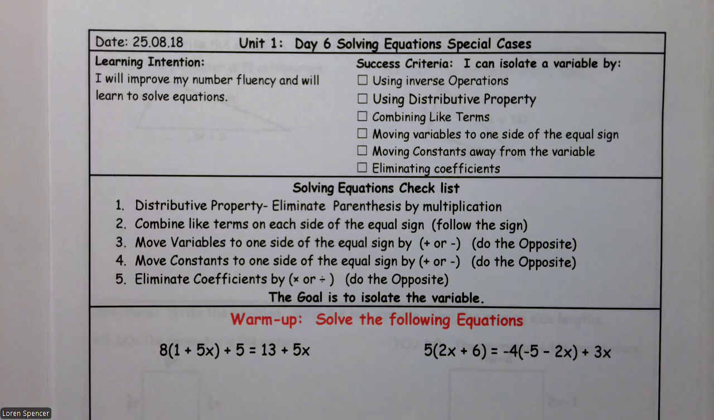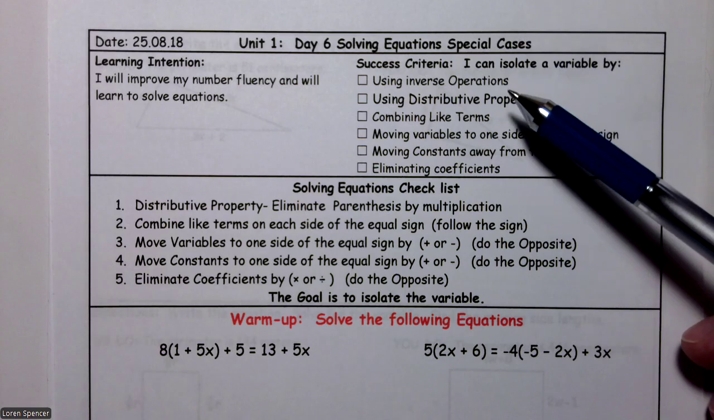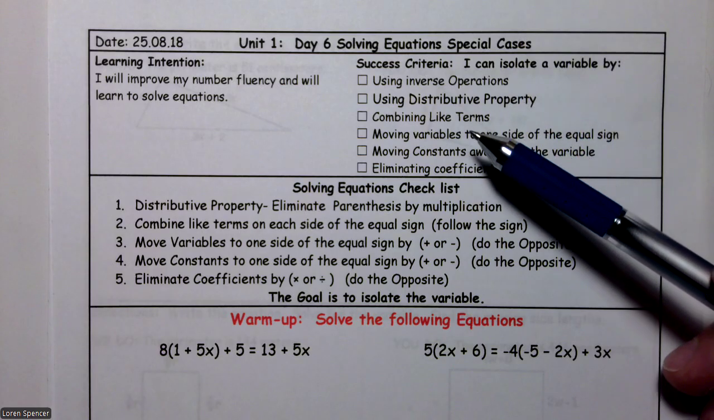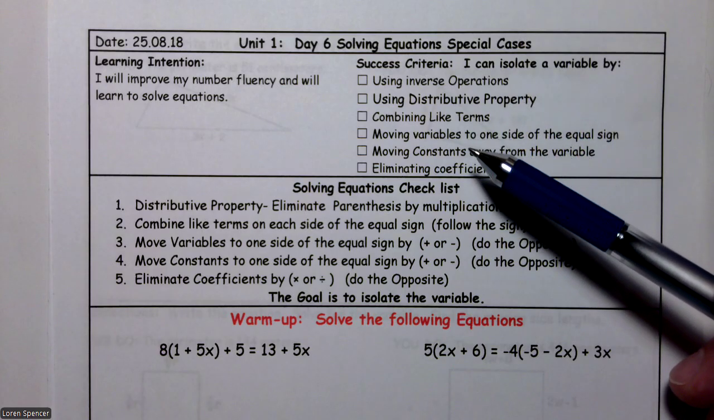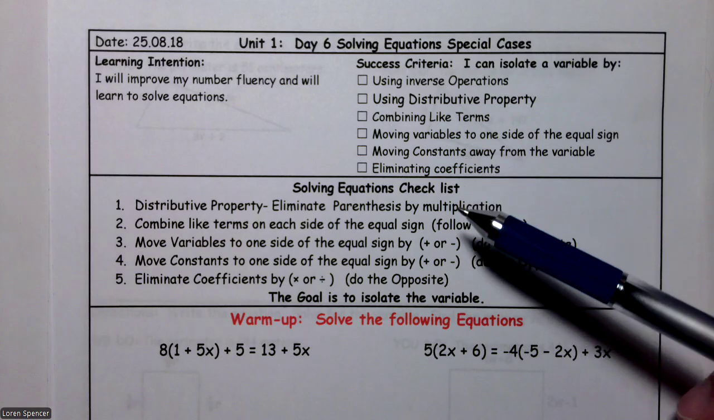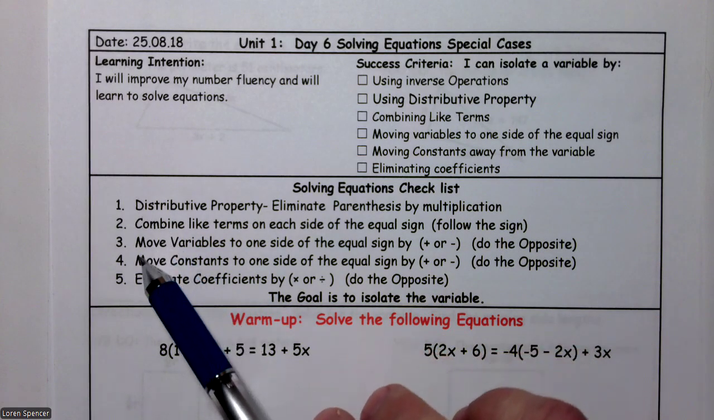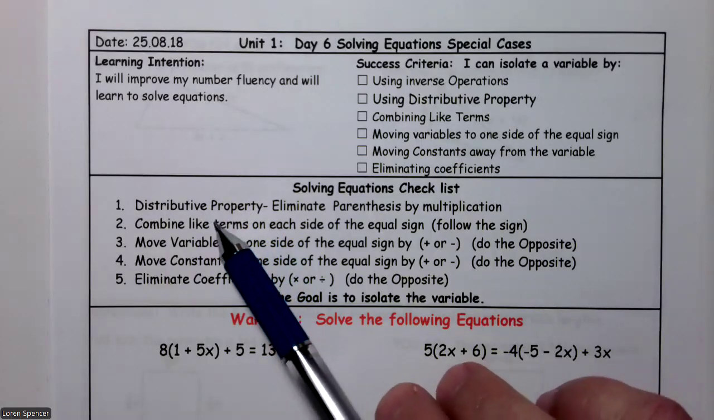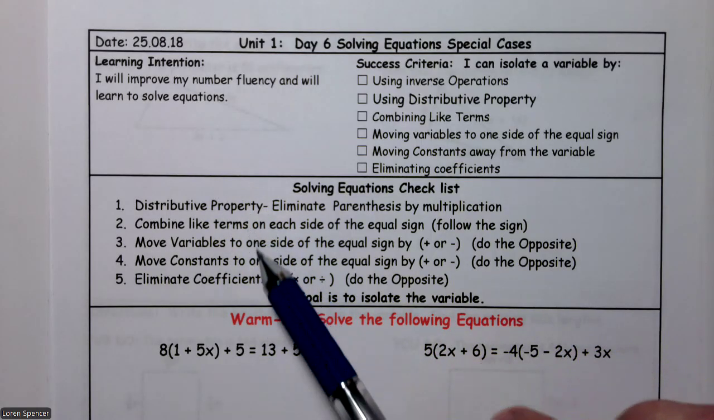Sensei, and we're going to be doing solving equations, but we're going to be looking at special cases when there's infinite solutions and cases when there are no solutions. So we're going to continue doing what we've been doing before using inverse operations or opposite operations, distributed property, combining like terms, moving variables, moving constants, and eliminating coefficients. So we're going to follow the exact same checklist that we have before.